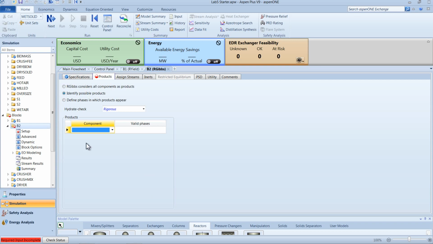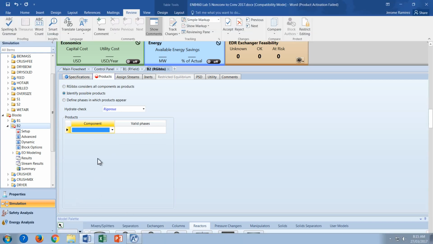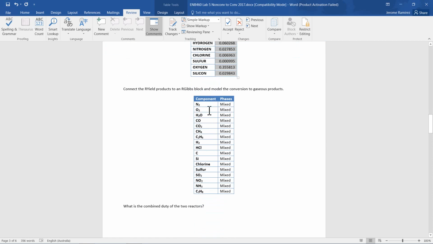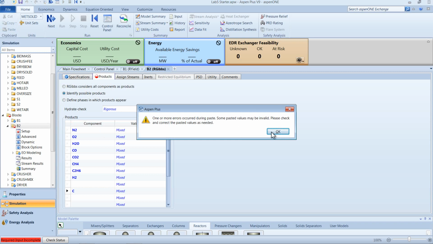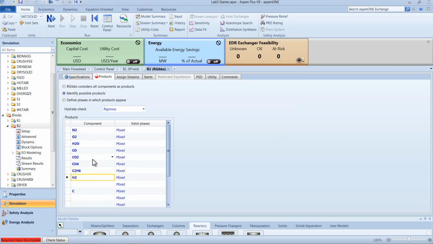So we'll enter the component products here just by copying that. Pasting. Okay. And we'll just fill in the gaps.